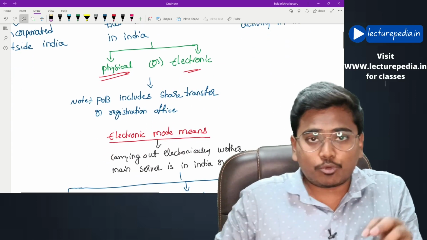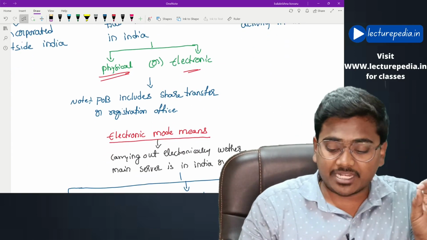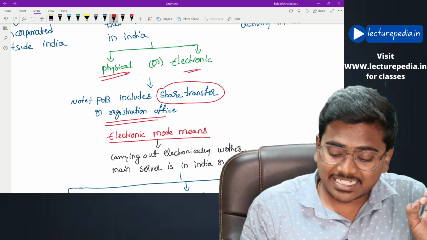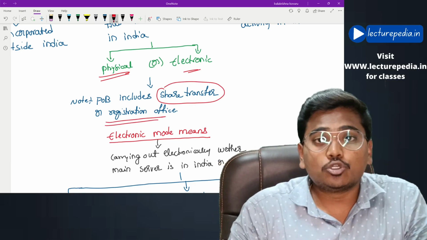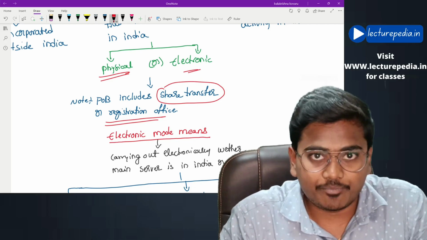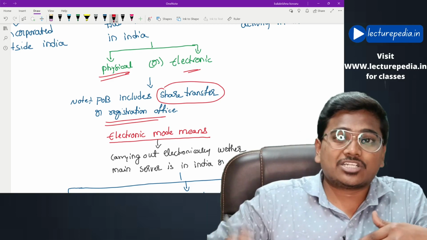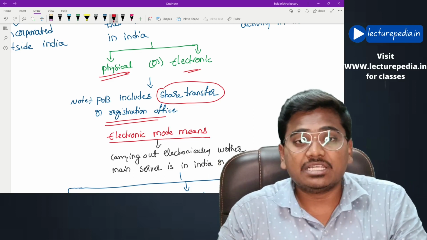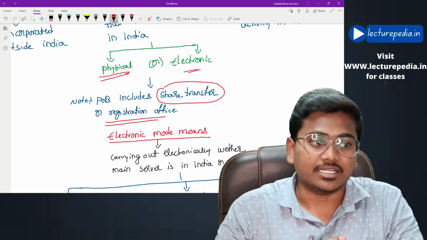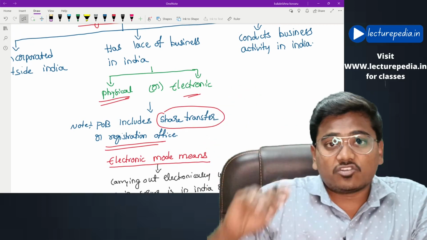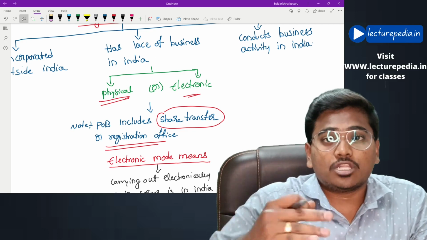An important point to be noted down is even a share transfer office or registration office is also deemed to be a place of business in India. If a company is having this share transfer office or registration office in India, then it will be deemed that it is having a place of business in India. Hope this is clear. Now we have discussed that place of business can be through electronic mode as well.